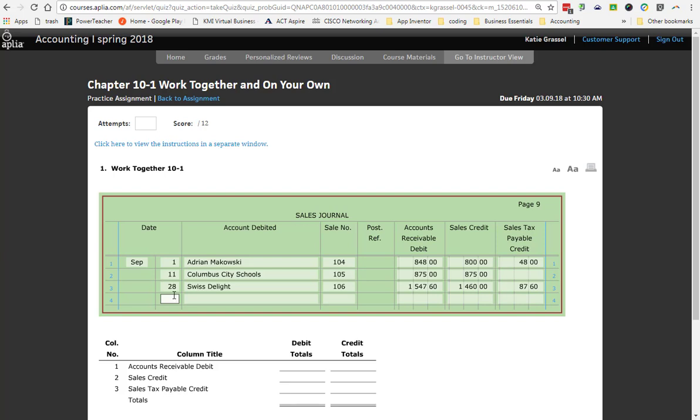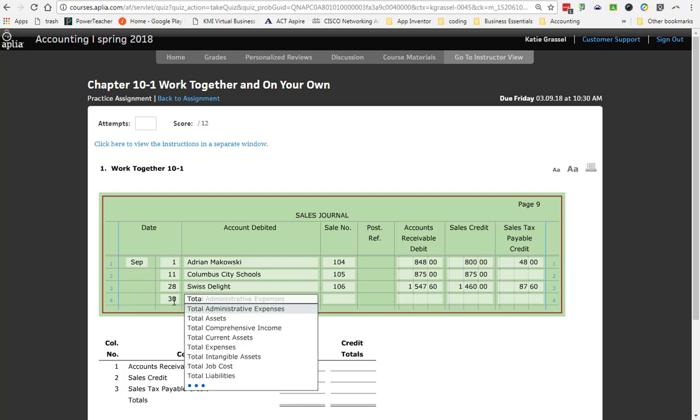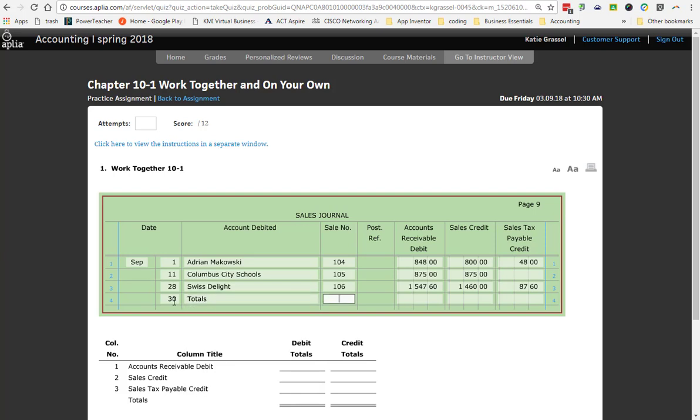The last instruction says total, prove, and rule the sales journal. So what I need to know in order to total, prove, and rule my sales journal is how many days are in September? 30. So I put the date of the 30th, and then I'm going to go ahead and write the word totals, because I have more than one number I have to add up, versus the purchases journal where I just put total. Then I'm going to take out your handy dandy little calculator, and then you're going to go ahead and add up your numbers from above. Don't forget your cents.